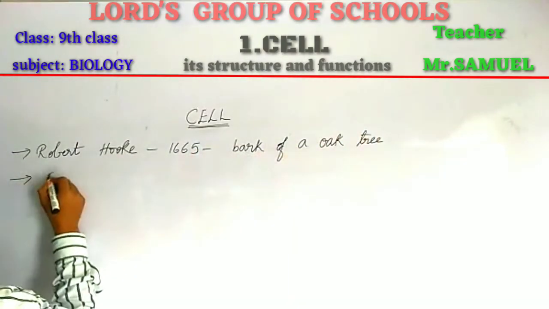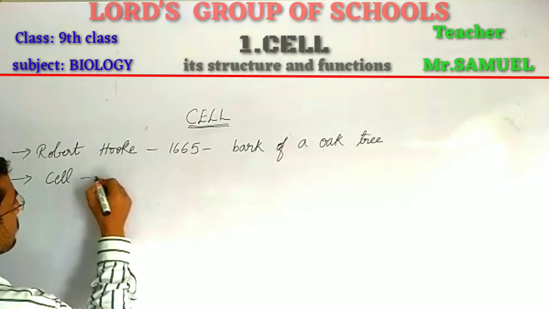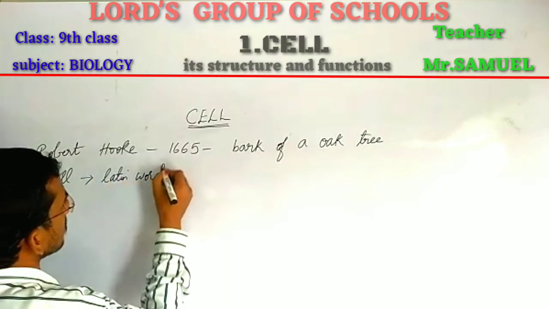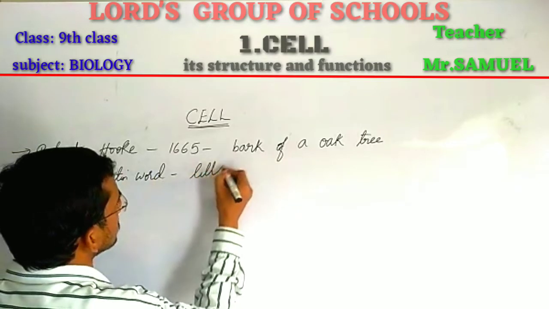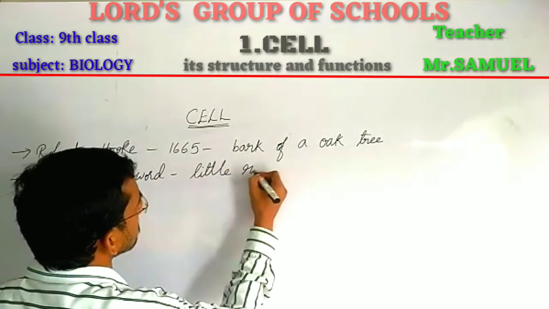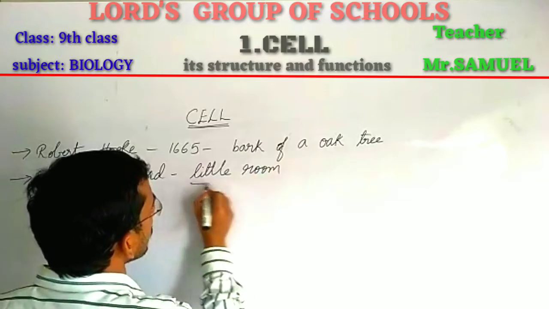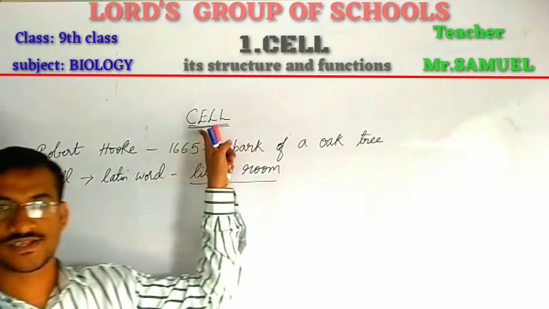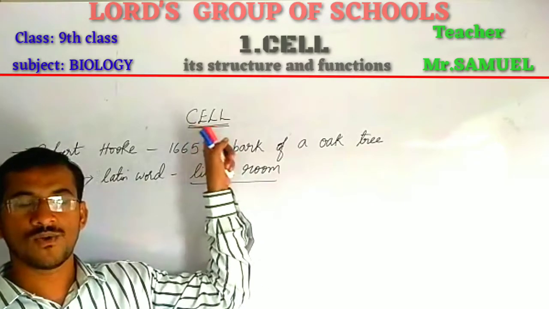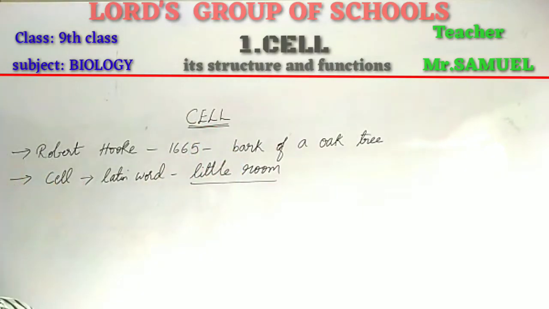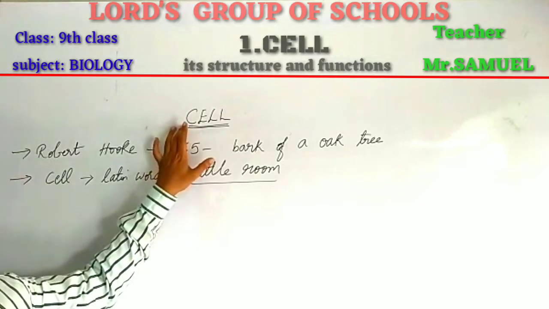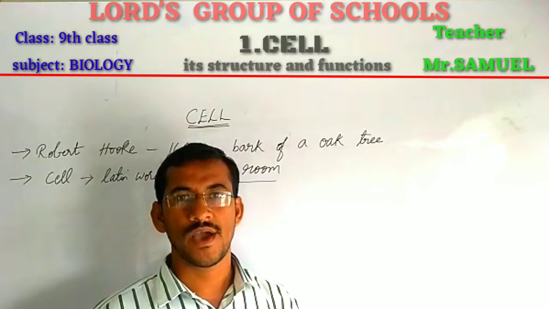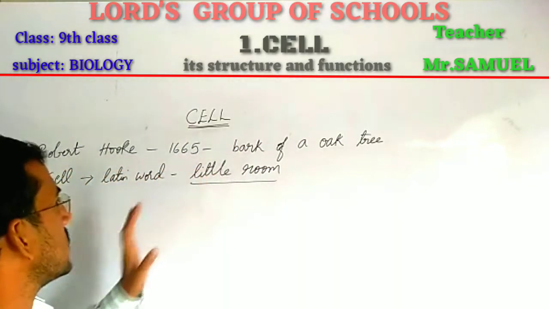Actually, cell is a Latin word which means little room. Why do we call this a little room? Because we cannot see the cell with our eyes. We see cells only with the help of a microscope. These are very tiny structures. That's why these are a little room.